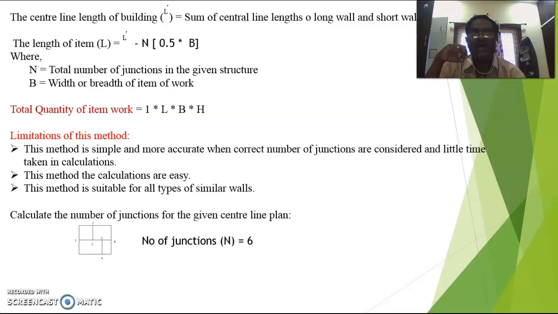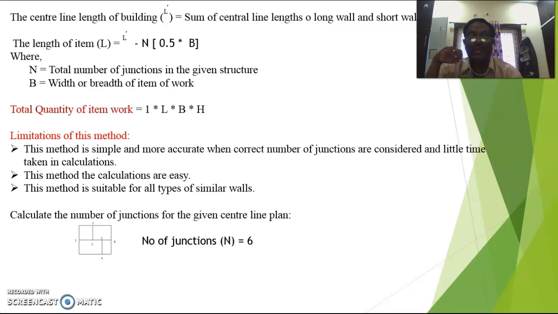Suppose I am calculating the earthwork in excavation, then you can calculate the length of the item, means the total length of wall under this one. L dash means total center line length, N is the number of junctions, 0.5 is the formula constant, into B, the width of the item. This 0.5 means that wherever junctions are present, you have to deduct 0.5. N equals the total number of junctions, B equals the width of the item of work.